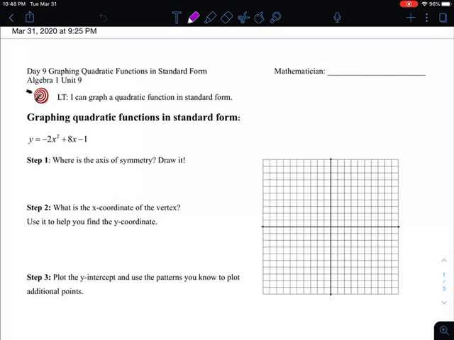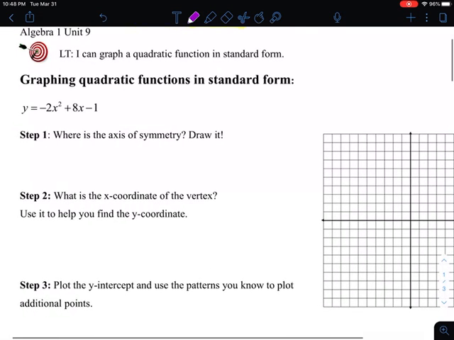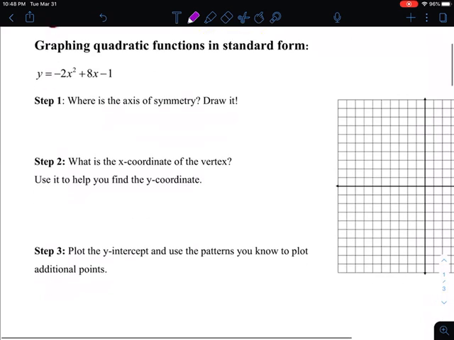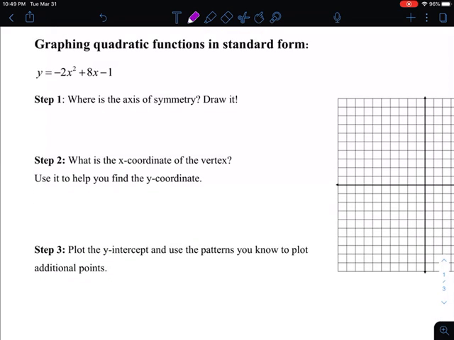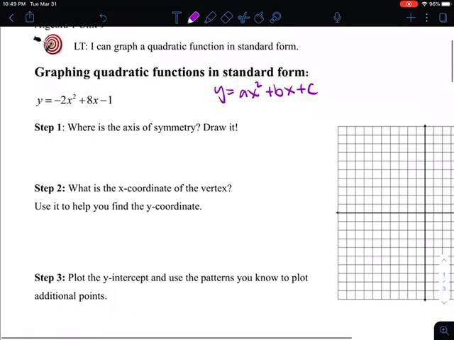All right, hello everyone. Today we're going to keep talking about graphing quadratic functions in standard form. So last time we talked about how we can find the key features for a function in standard form, but now let's talk about how we can use those key features to graph the parabola. And again, I think most of these we already know. It's going to be very similar to graphing in the other forms that we saw. So once again, standard form is in the form of ax squared plus bx plus c.